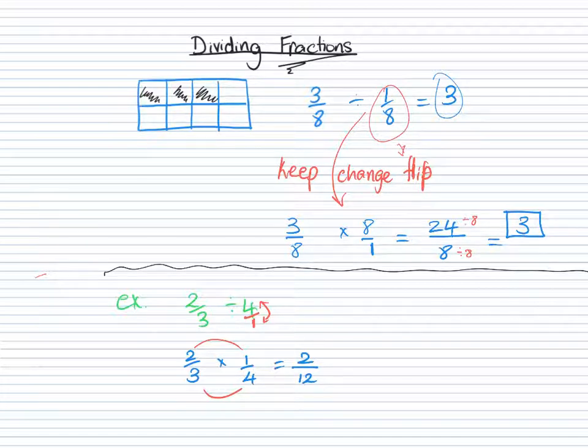And now we can simplify it by looking for the common factor. The common factor for the numerator and the denominator is 2, so we can divide the numerator and the denominator both by 2. And we get our answer as 1/6. And now we are done.